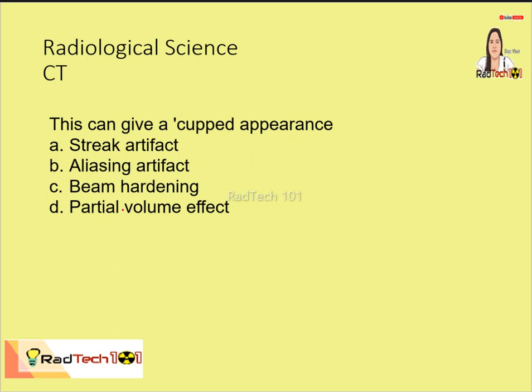Next, this can give a cup appearance. So, nabanggit ko kanina, cupping siya. That is beam hardening. So, cup appearance.